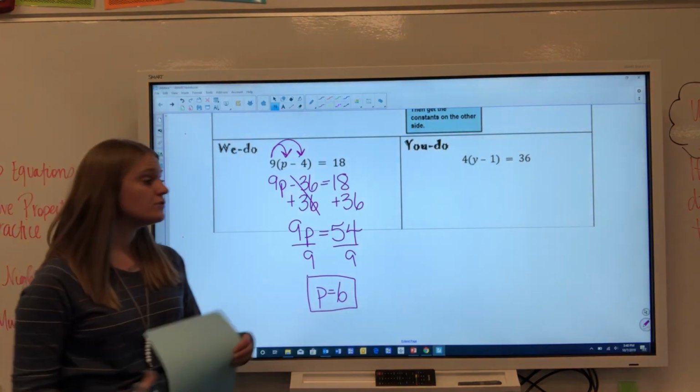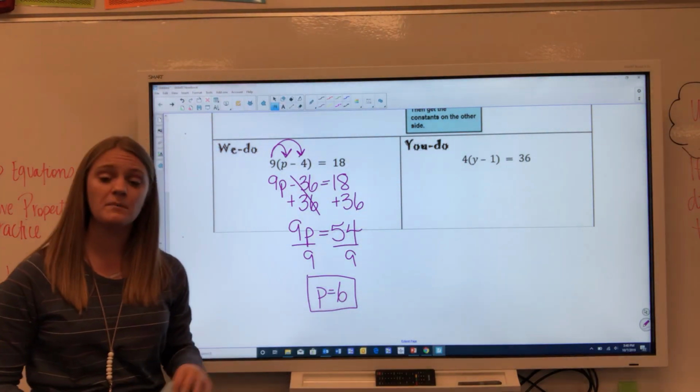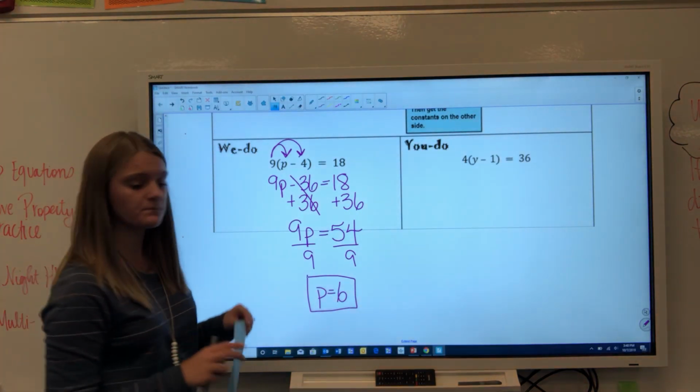You can do this right example right now by pausing the video, or you can wait until the end. But pause the video, get this written down, and then we'll do the last 2 examples.